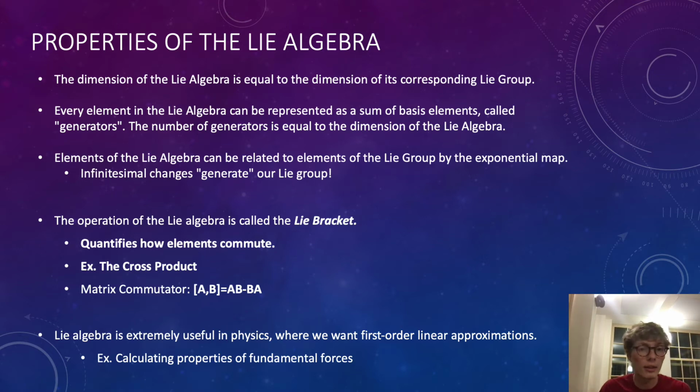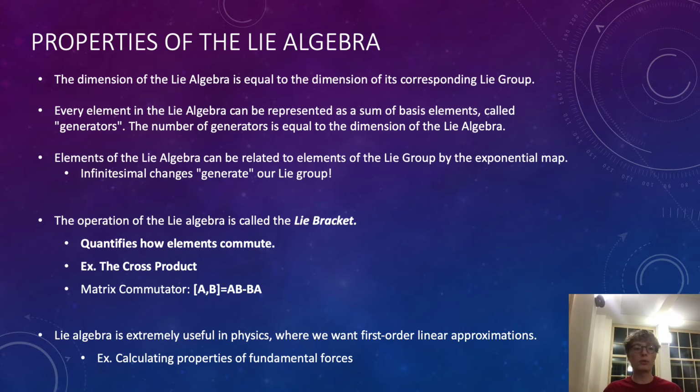And so now more on this operation on the Lie algebra called the Lie bracket. As I mentioned before, it quantifies how elements commute. In other words, to what extent the Lie algebra and thus the Lie group are non-abelian. One example of what a Lie bracket could be defined as is the cross product, which is what you would use if your Lie group is in R3, or the matrix commutator. So it's just AB minus BA, and you would use that for your matrix Lie groups.